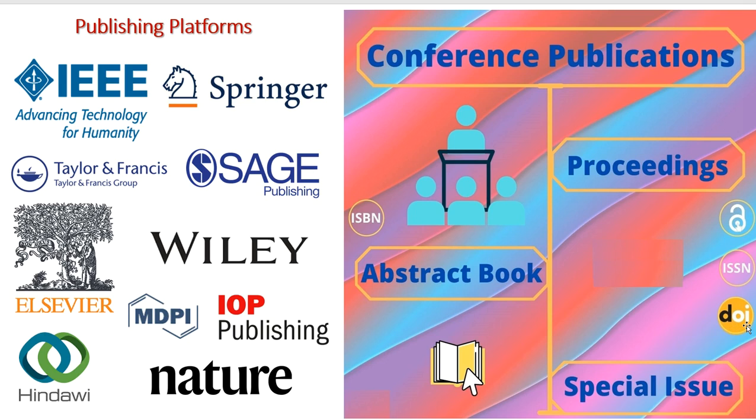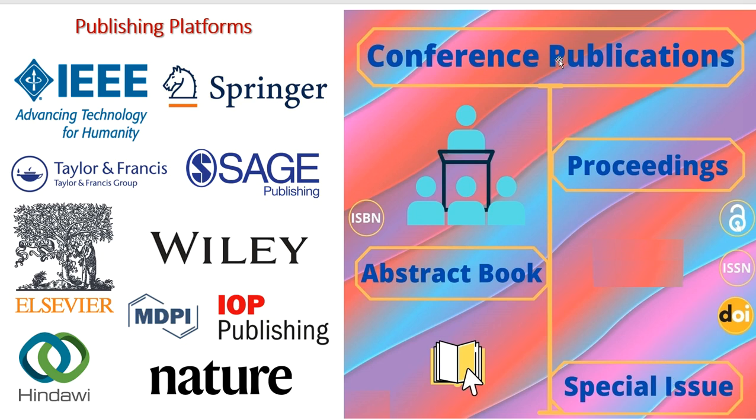In some cases there are other identifiers, like the EOI, electronic object identifier. Some of the conferences publish their proceedings papers in a special issue. The special issue comes under an ISSN. Whichever journal they are publishing in, the journal's ISSN automatically applies to the special issue, and the volume, special issue, and year also come. Okay, this is the publication platforms.